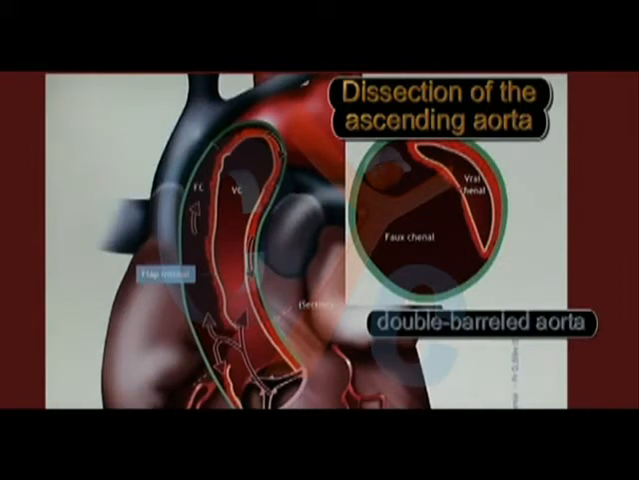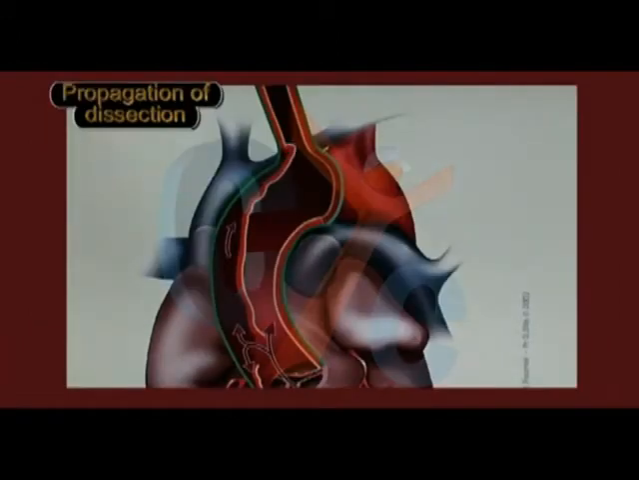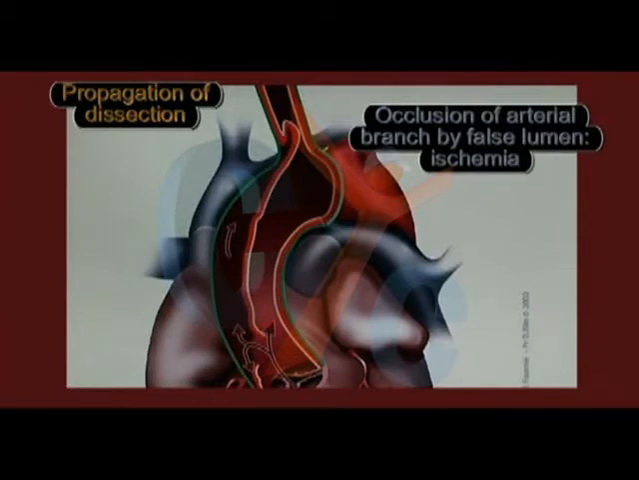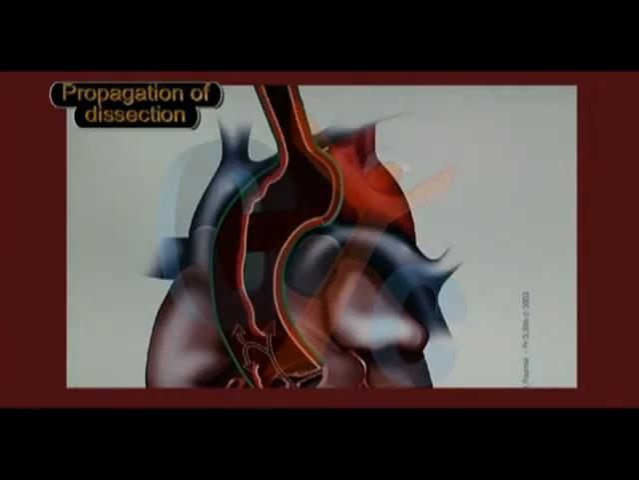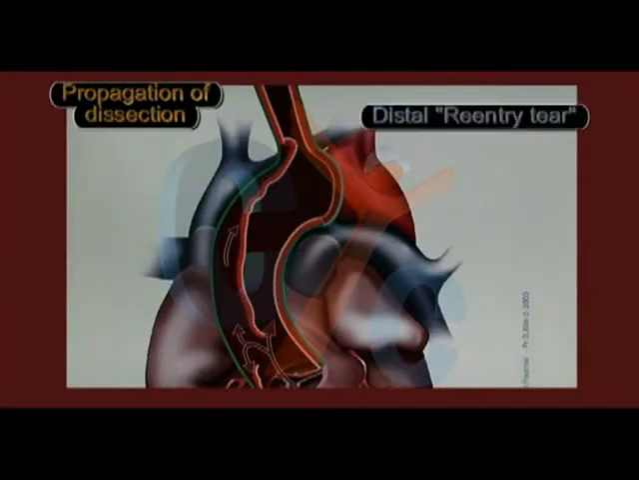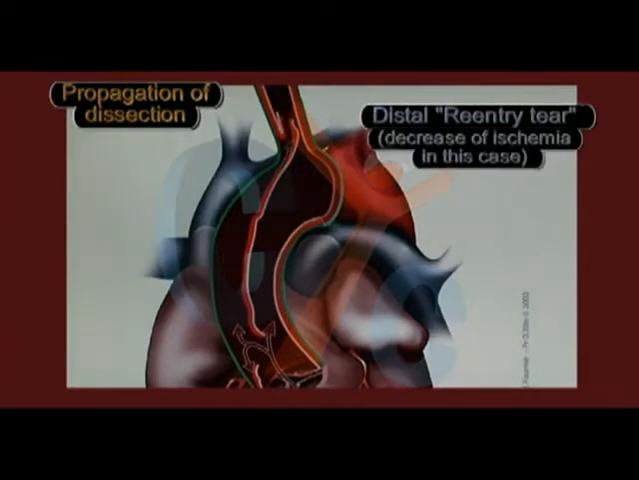And you see here that the dissection encroaches on the lumen of the arteries that supply the brain, and that could lead to a big stroke. And what makes life probably much more tolerable is if the blood pushes hard and induces another tear, and that, as you can see, can resume the blood supply to the brain.